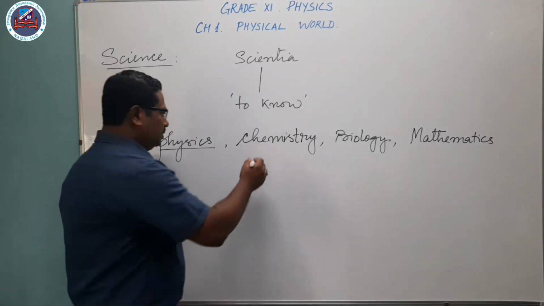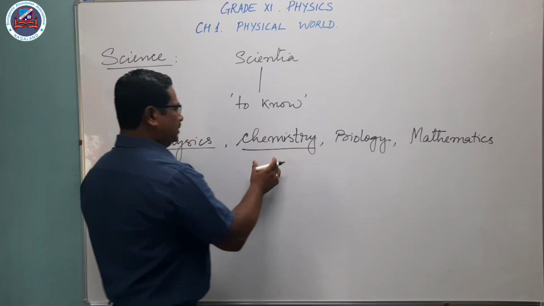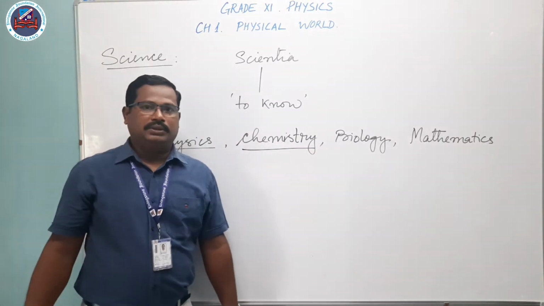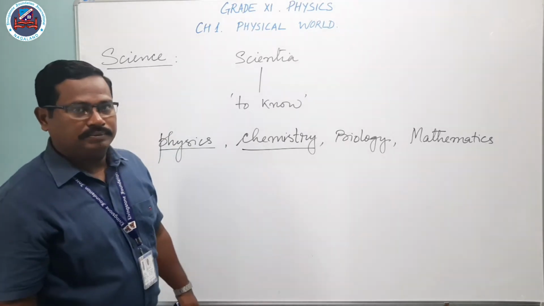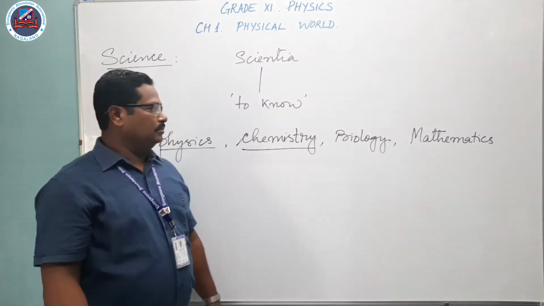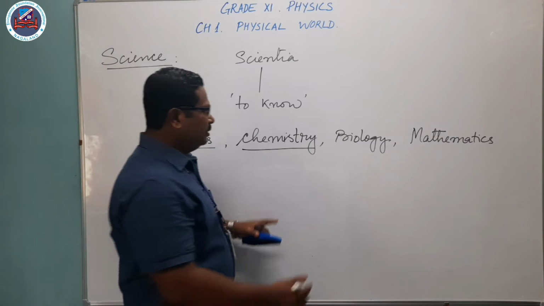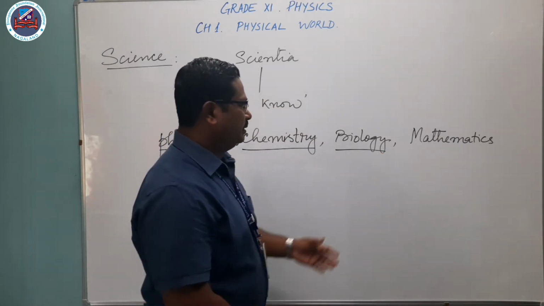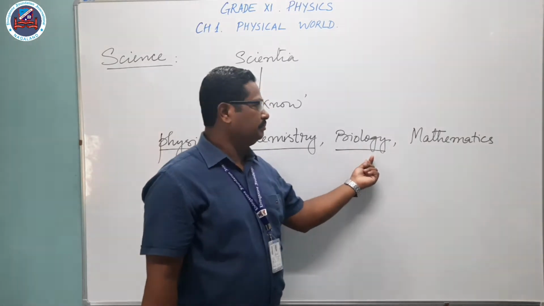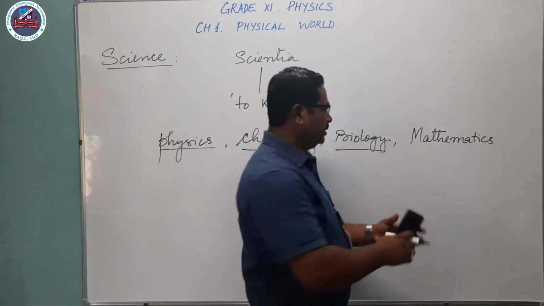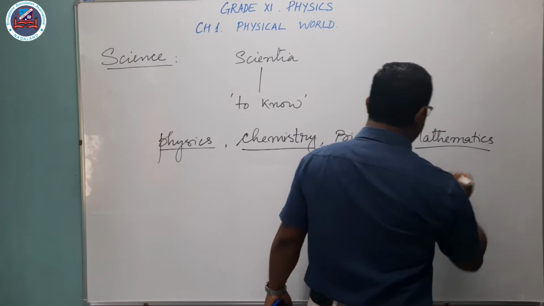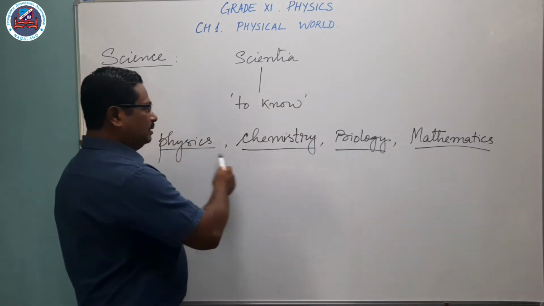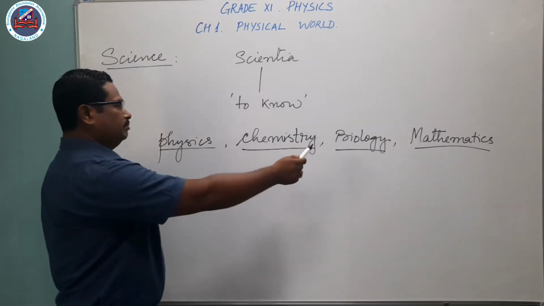The next one is chemistry. The word itself says it deals with chemicals, the new substances that can be formed from the existing atoms and molecules. Then biology, the life science, deals with plants and animals. And then mathematics, the queen of science, which beautifies the other three, that is physics, chemistry, biology.